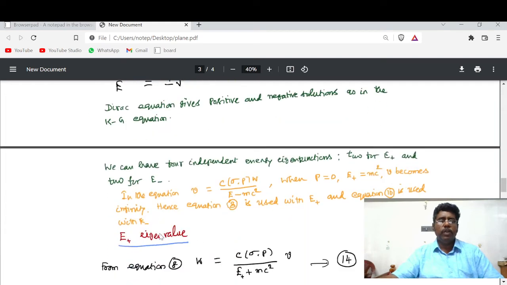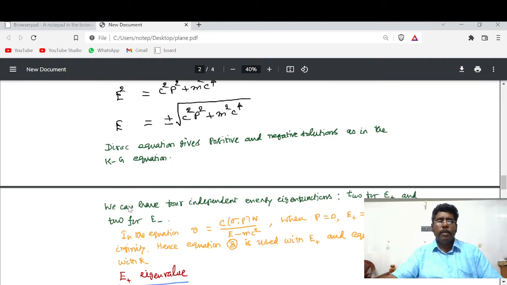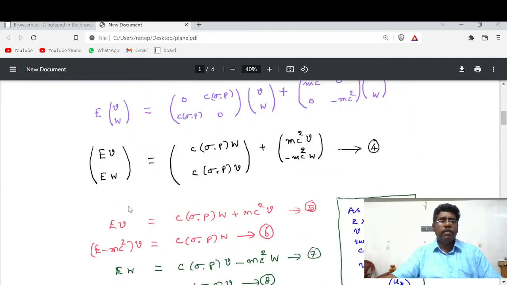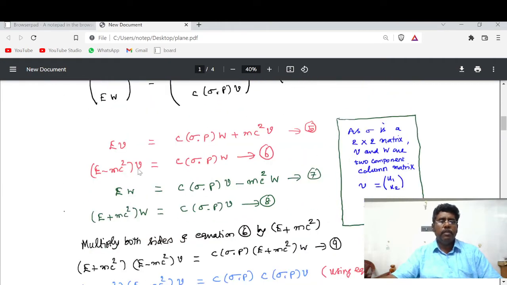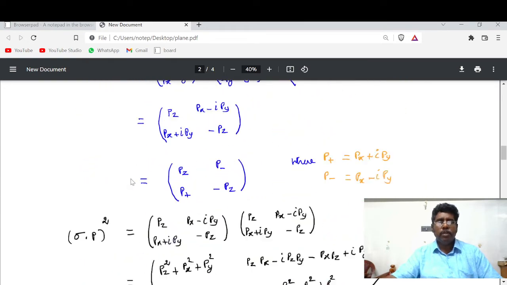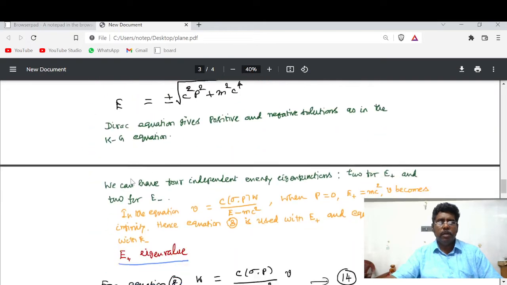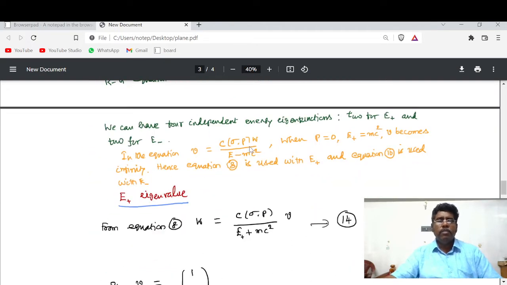First of all, we have to find the solution for E plus. Before that, consider the equation carrying V. See this equation. From 6, we can have the value of V equal to cσ·pW divided by (E minus mc²). In this equation, suppose the value of p equal to 0, then the value of E is replaced by mc². Then the value of V is infinity.